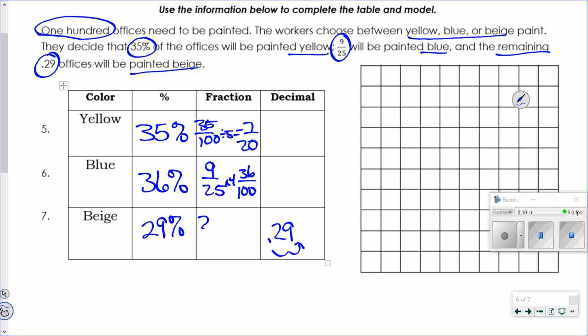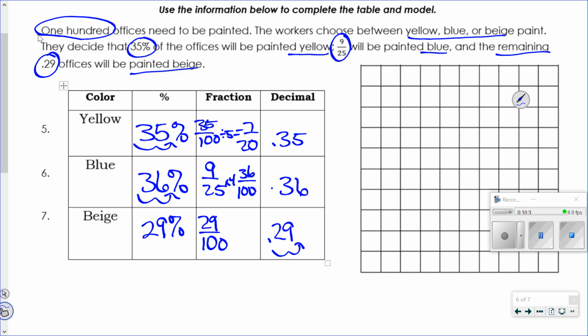29%, that's just 29 over 100. That one can't be simplified. Can't divide them both by 2, 3, 5, or 7. So that means that one's done. Decimal, once I have my percent, super easy. Literally all I'm doing is moving that decimal twice. 35 hundredths, 36 hundredths, and then we have 29 hundredths.